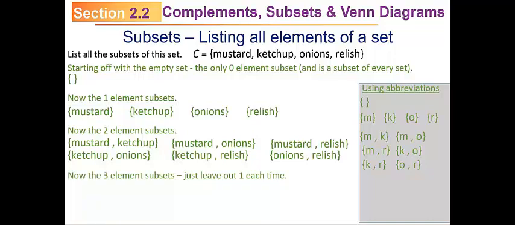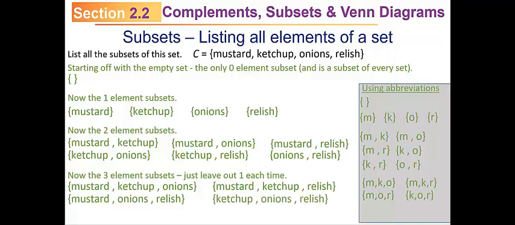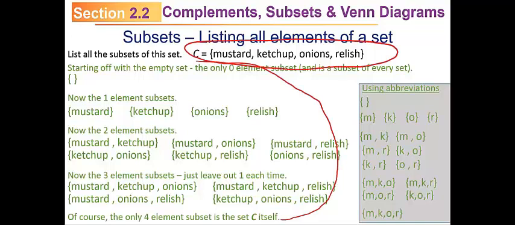Now let's move to the three element subset. The easiest way to think about this, there are only 4 elements in the whole set, so you'll get a 3-element subset by eliminating a condiment each time. So if I eliminate relish, I get mustard, ketchup, onions. If I eliminate onions, I get mustard, ketchup, relish. If I eliminate ketchup, I get mustard, onions, and relish. And if I eliminate mustard, I get ketchup, onions, and relish. And I claim that the only remaining subset is the 4-element subset consisting of the set itself. In other words, all of them.